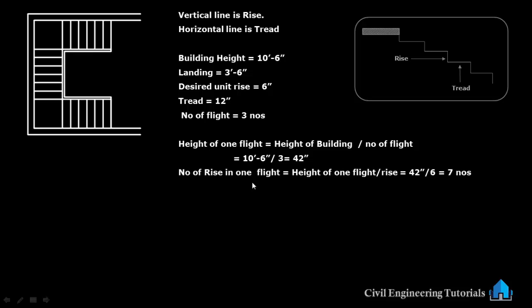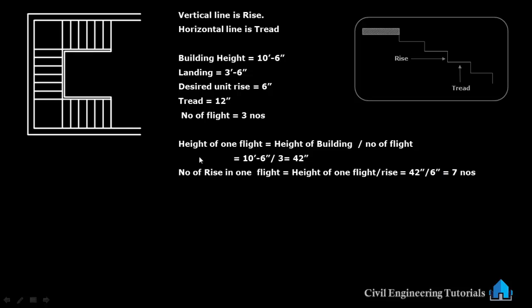Next we need to calculate number of rise in one flight. Number of rise in one flight is height of one flight divided by rise. Height of one flight we have calculated as 42 inch and rise is 6 inch. So 42 inch divided by 6 inch, that is 7 numbers. Number of rise in one flight, 7 numbers.